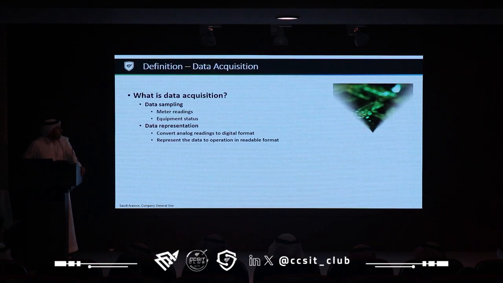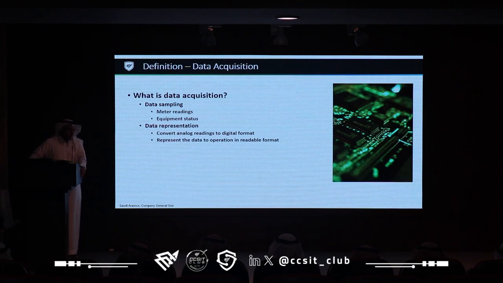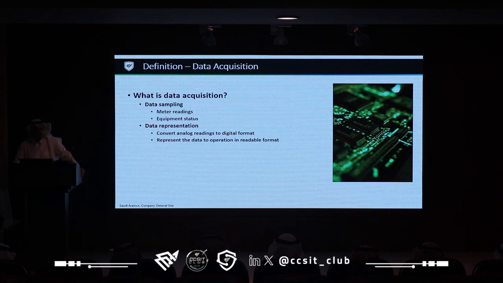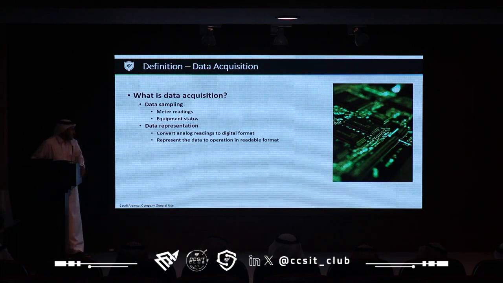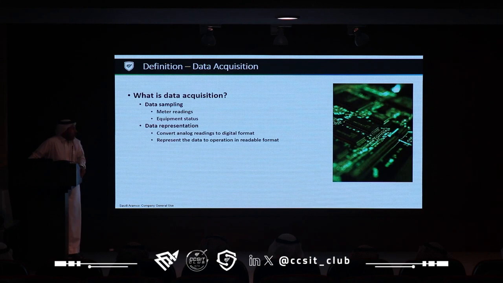If you look inside, what is data acquisition? You hear supervisory and data acquisition. Data acquisition is data sampling. You get the sampling, which is meter reading from field devices. Also, we get the equipment status, open, close. What is the status of the equipment or field devices? Also, it involves data representation. How to represent data? Convert analog data readings to digital format. At the end, we need digital format at the end point, the central system. Also, we will represent the data in an operator-readable format.